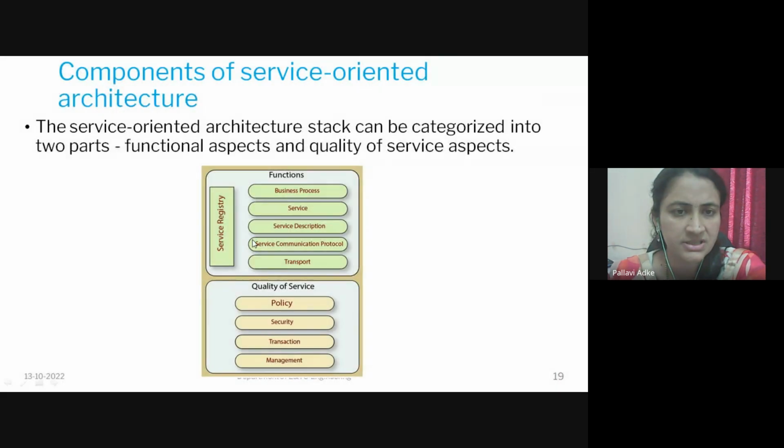These points we will see in detail. See, components of service-oriented architecture. So this is the service registry. What will be there? What is the business process? Which are the different services available over there? Service description, service communication protocol, transport, and then we have one more part over there. What is the quality of those services? Policy: which policies they have set? Which security they are maintaining in the communication between consumer and service provider, what type of transactions they are using for payment, and how they are managing all these things. So these are the quality of services.